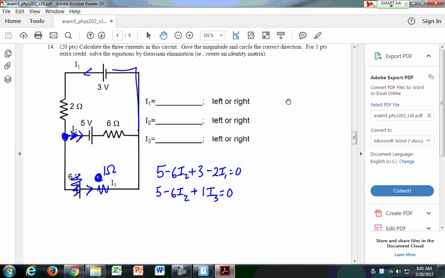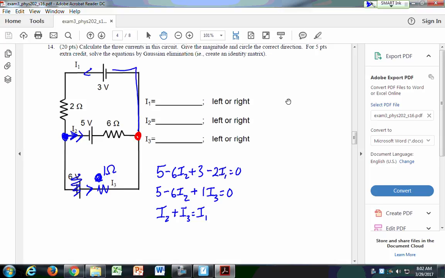And then apply the junction rule. Pick any junction, doesn't matter which one, and do the incoming currents. And for this one, it's I2 and I3, and then that's equal to I1. All right? So a good way to approach this would be to solve this one for I1, this one for I3, and then plug those into this one to get an equation that's all in terms of I2.